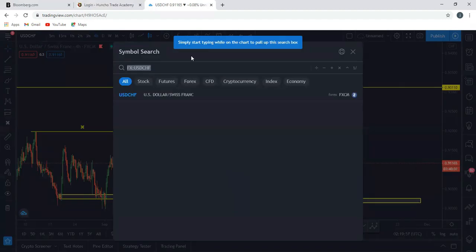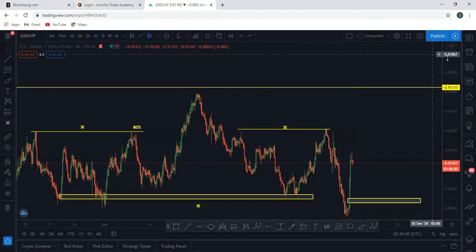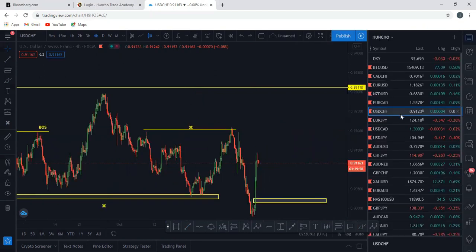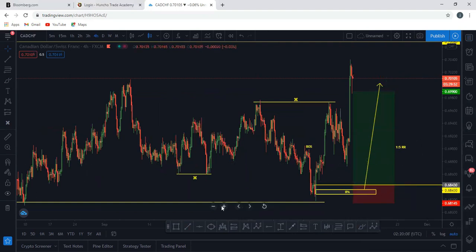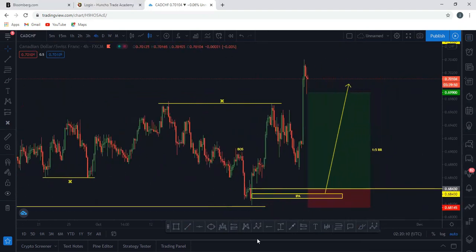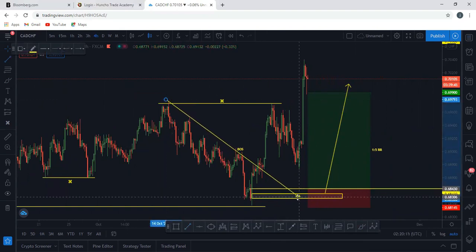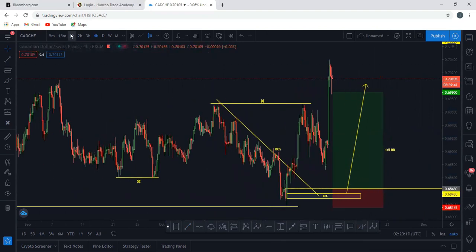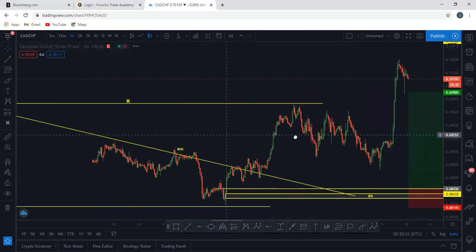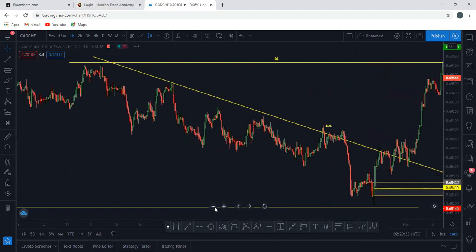Looks like I have one on CAD CHF or so. So let me check CAD CHF. Okay, so this is one. You can see, let's take this downtrending market as an example. So going to the 1 hour chart. So this is the 1 hour chart.